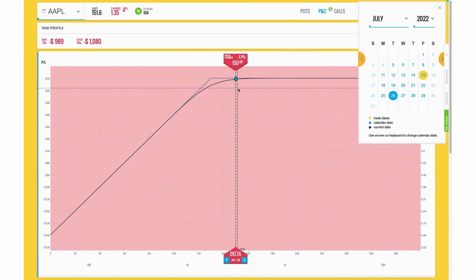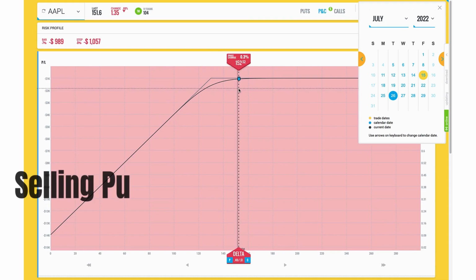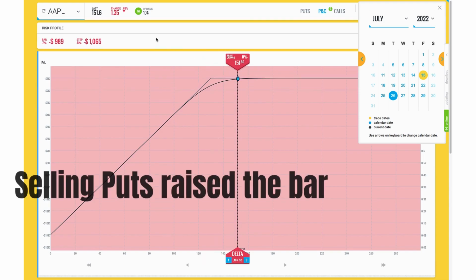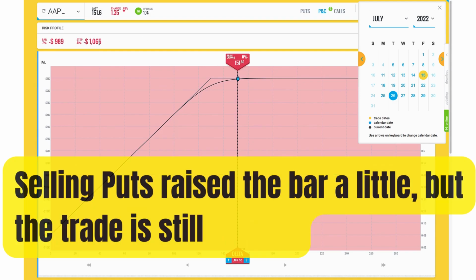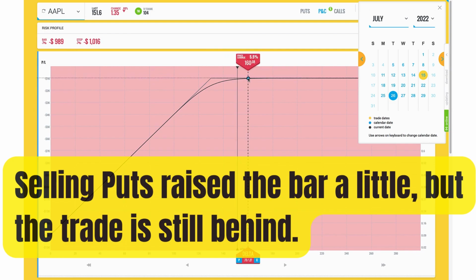So again, just following that adjustment process, converting from short put to covered call, back and forth. We can see we're already at the end of July. And again, now the bar's moved up slightly, but the trade's still down 1,065. You can see the bar has moved up a little bit, but you're still way underwater, like the trade still cannot make a profit.